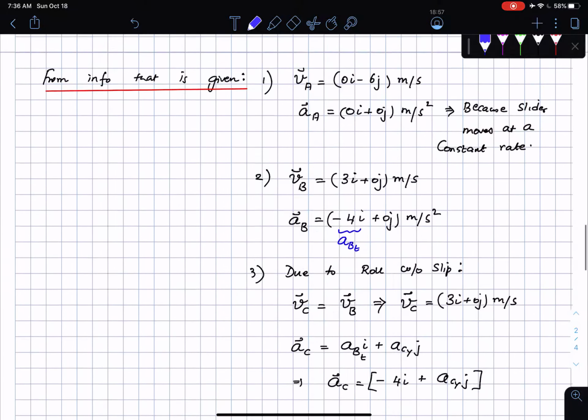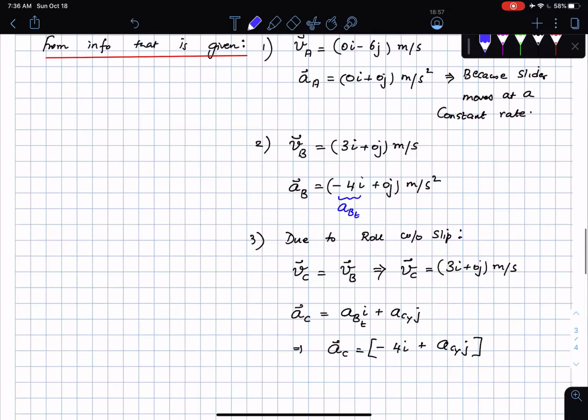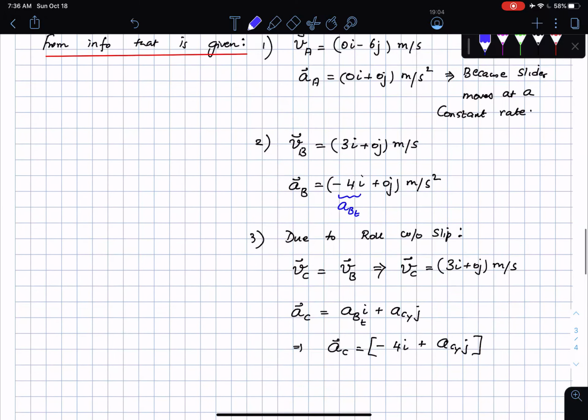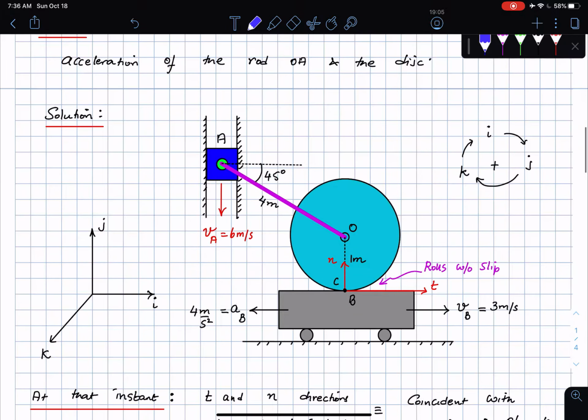All right, so here is all the information that I have. This is all useful information. Now I'm going to assume a couple of things. I'm going to go to the problem here, and I'm going to assume that the disk is rotating in a certain direction. So here is what I'm going to assume.